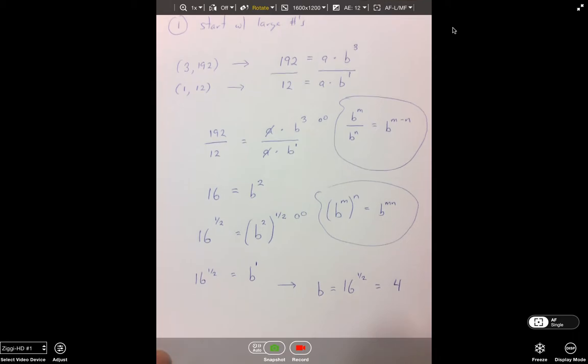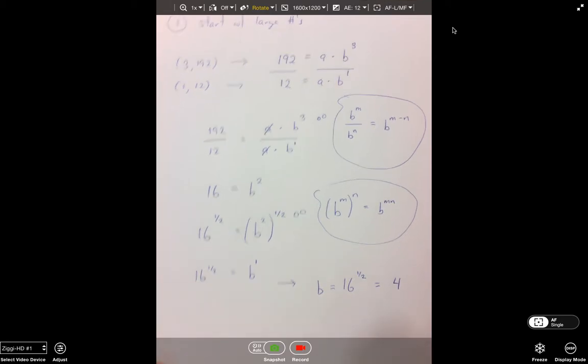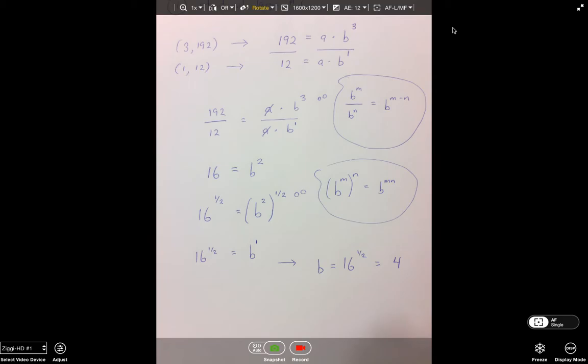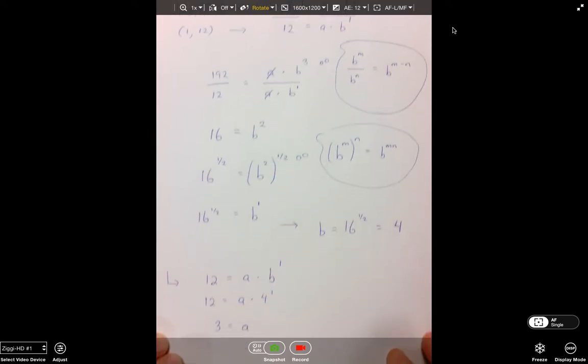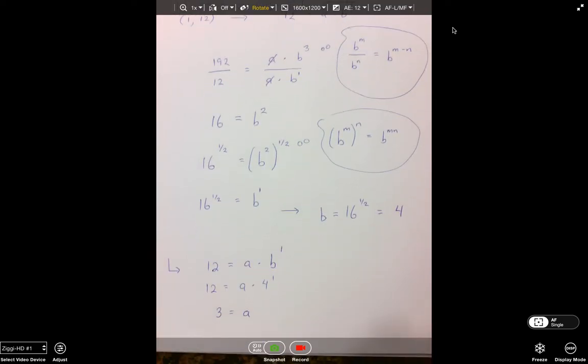Now, what I can do now is I can take one of my relationships. For example, I usually like to work with the smaller one here. So I know that 12 is equal to a times b raised to the 1st power. But I know that b has to be equal to 4. If I divide both sides by 4, I know that a has to be equal to 3.